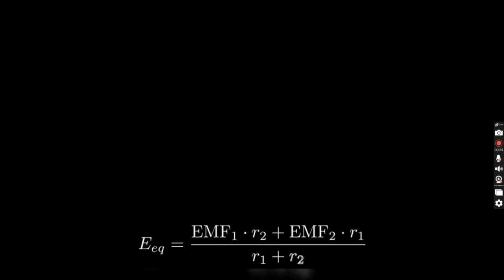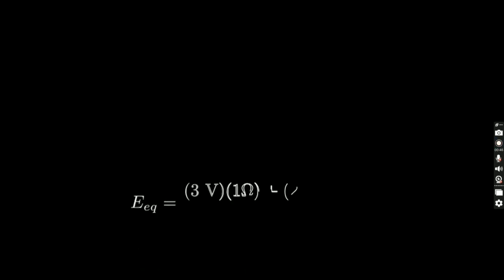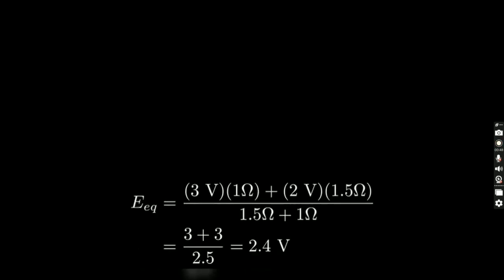To solve this problem, we'll first find the equivalent EMF. The equivalent EMF for cells in parallel is given by (EMF 1 times R2 plus EMF 2 times R1), all divided by (R1 plus R2). Let's substitute our values. We get (3 volts times 1 ohm plus 2 volts times 1.5 ohms), divided by (1.5 ohms plus 1 ohm). This gives us 2.4 volts.